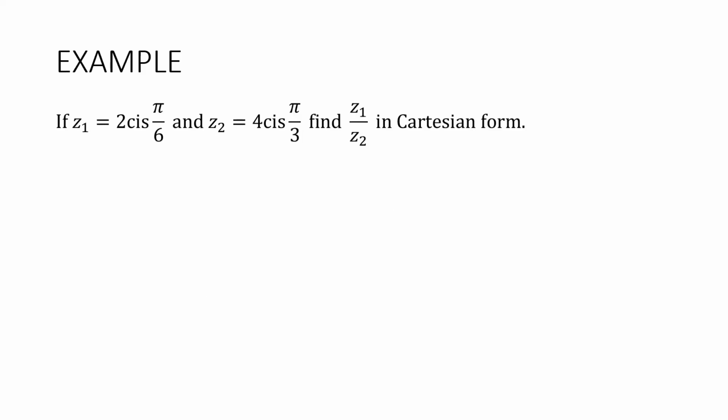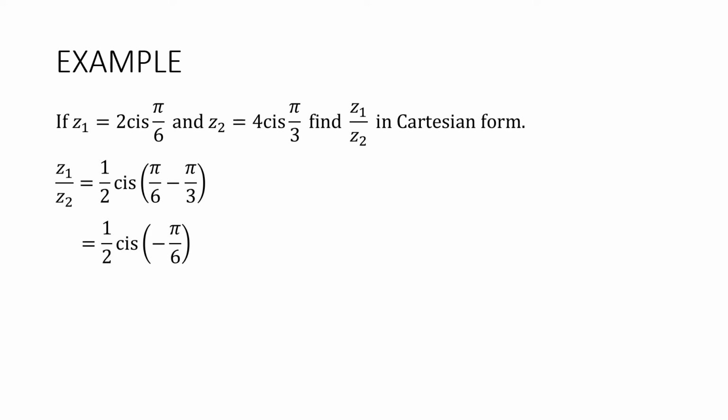Here's an example. If Z1 is equal to 2 cis pi on 6 and Z2 is equal to 4 cis pi on 3, find Z1 divided by Z2 in Cartesian form. Alright, so Z1 divided by Z2 is going to be 2 divided by 4, which is a half, cis pi on 6 take pi on 3. Tidying it up, we get a half cis of negative pi on 6. Now, if we were asked for polar form, that'd be the answer, but we need Cartesian form, so we have to expand this out. So we've got a half outside of cos of negative pi on 6 plus i sine of negative pi on 6.